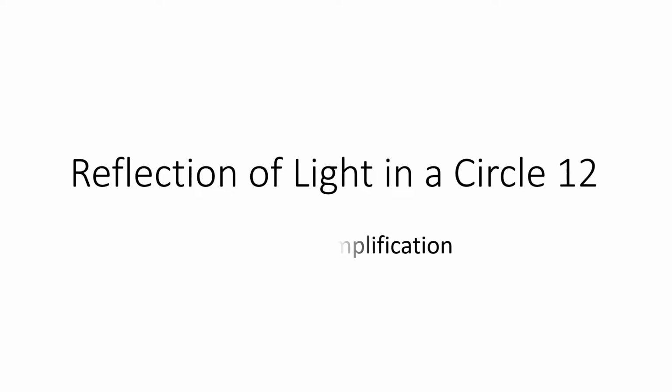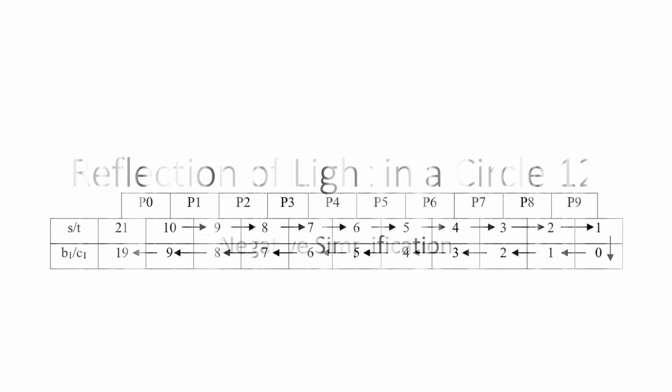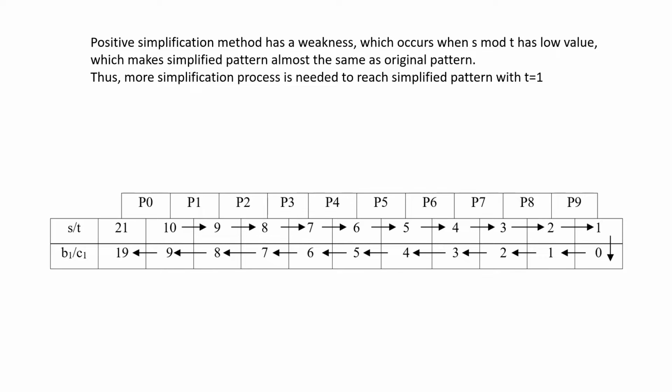This video will introduce an algorithm to calculate the value of B1 from a known reflection pattern using negative simplification method. The need to use negative simplification method comes out because positive simplification method has a weakness, which occurs when S mod t has low value, which makes simplified pattern almost the same as original pattern. Thus more simplification process is needed to reach simplified pattern with t equals 1.